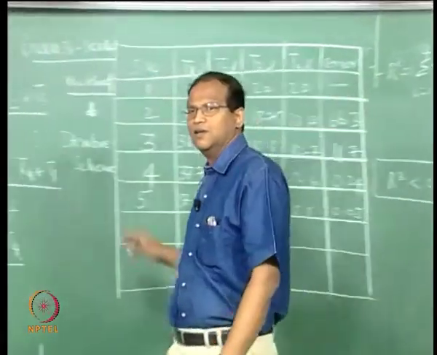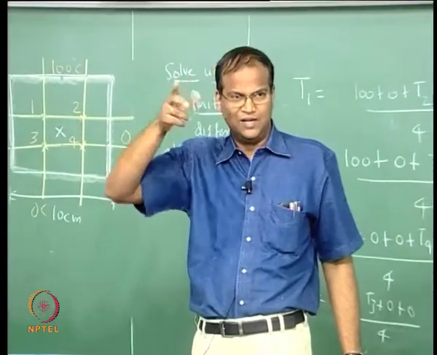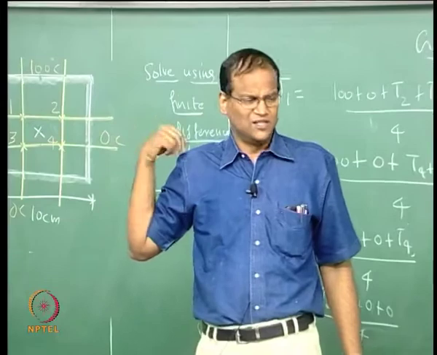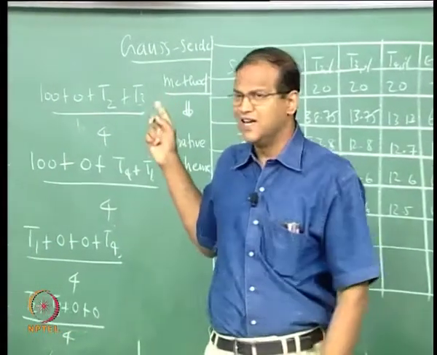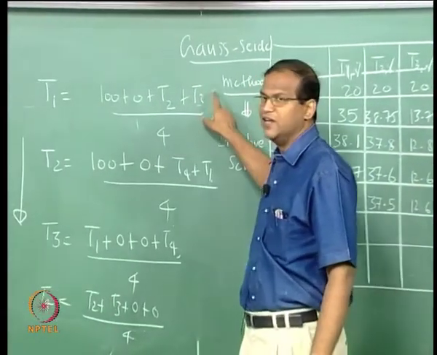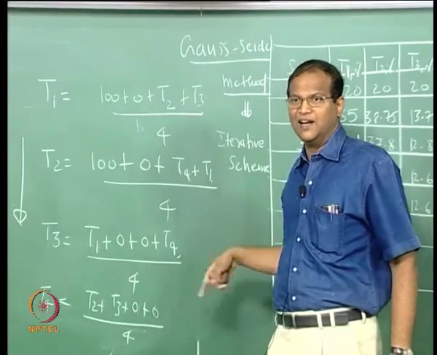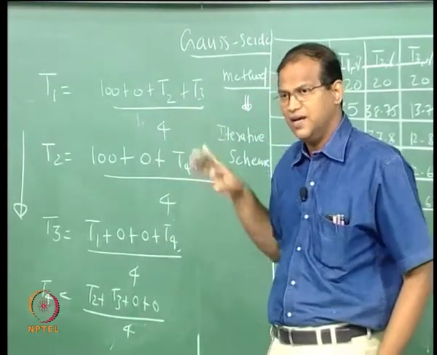So now you have a good idea of how to solve a 2-dimensional conduction problem in Cartesian coordinates. This can be extended to spherical and cylindrical coordinates. Even if I make a small change and add a heat generation, this T1 will be 100 plus 0 plus QV delta x square by k, that term will get added and you can solve and get the solution, right.